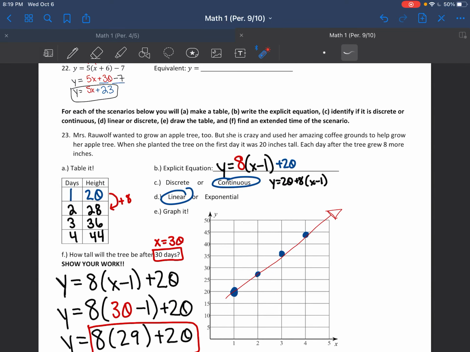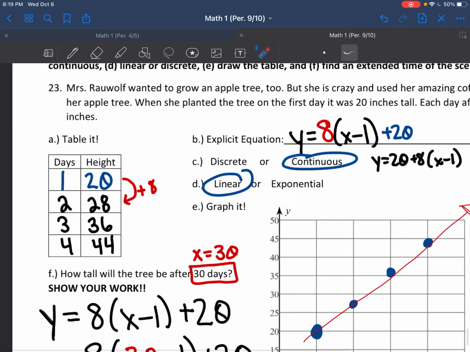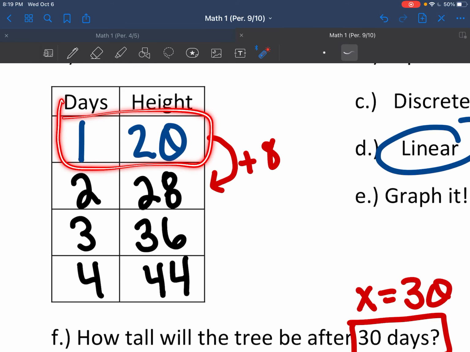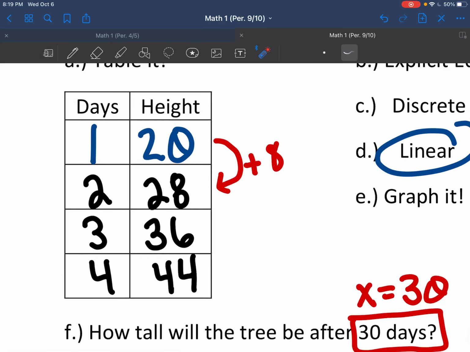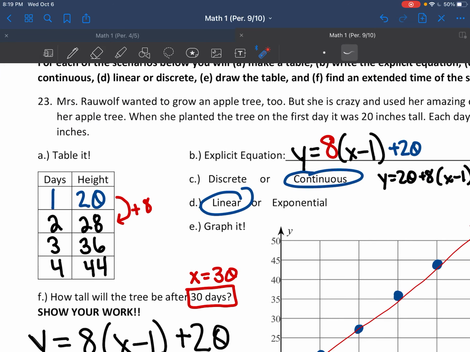Next up, Miss Rolfe wanted to grow an apple tree too because she's crazy. She uses her amazing coffee grounds to help her grow her apple tree. When she planted the tree on the first day, it was 20 inches tall. Each day after, the tree grew 8 more inches. First day was 20 inches, adding 8 as we go down our table. You guys can handle tables.